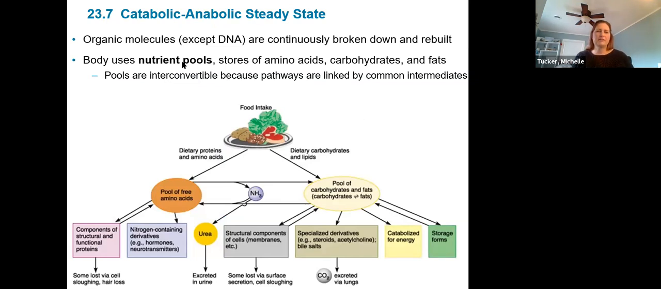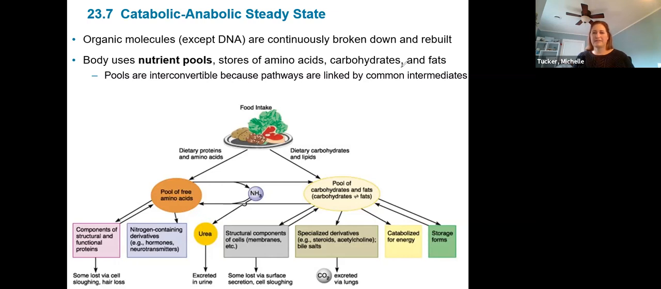Our body uses nutrient pools. So we have stores of amino acids in limited amounts. These are not stores of proteins. These are amino acid pools that transfer RNA can come and pick up from, okay? Then carbohydrates and then fats. The pools are interconvertible because pathways are linked by common intermediates.